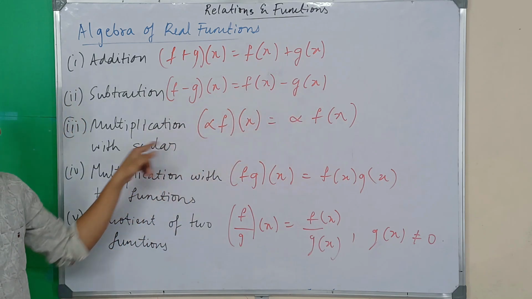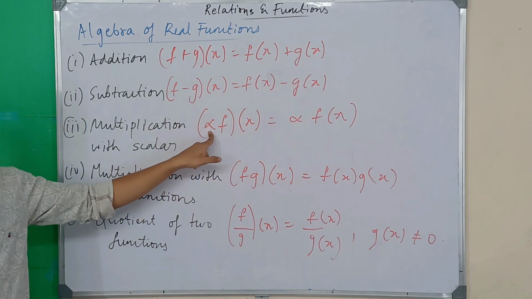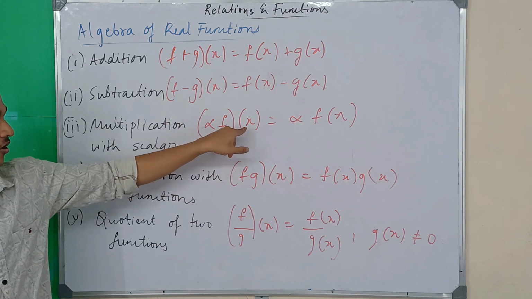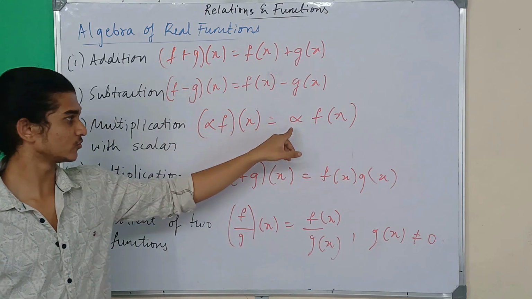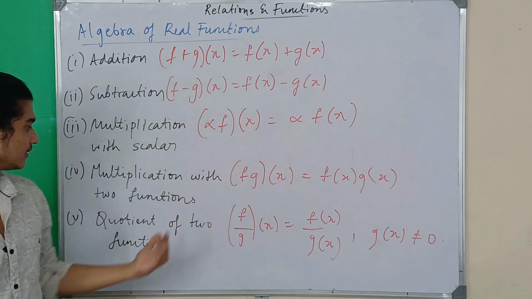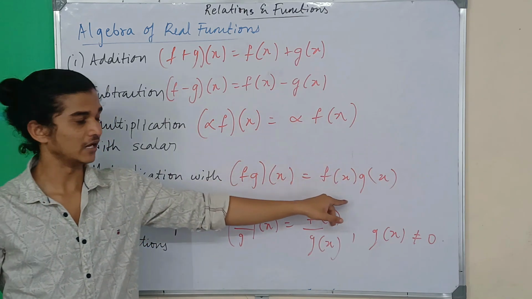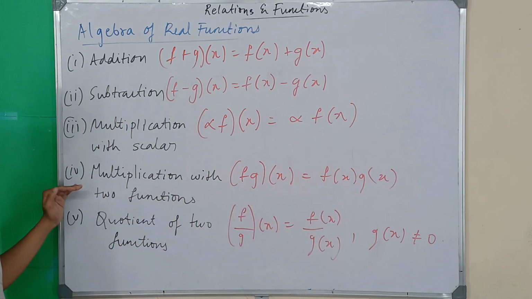Next is multiplication with a scalar. Suppose you have an alpha where alpha is a real number. If you multiply alpha with f, then alpha f of x is equal to alpha into f of x, where you can take alpha outside. Next one, multiplication of two functions: f g of x equal to f of x into g of x. So this was the fourth one. Next is the quotient or division of two functions.